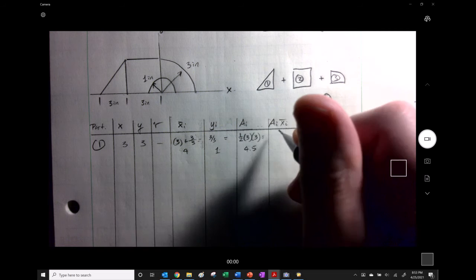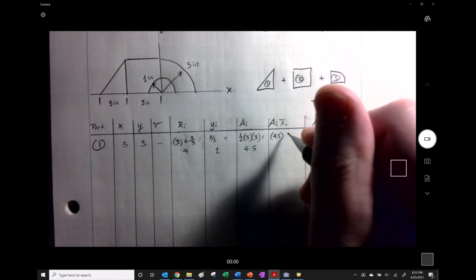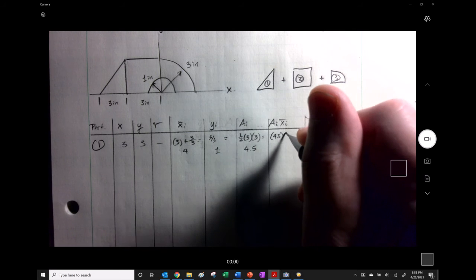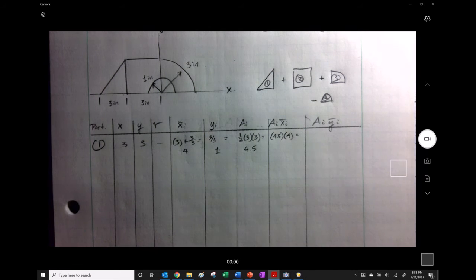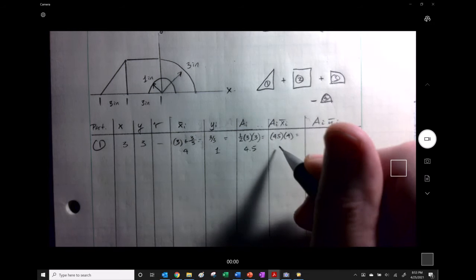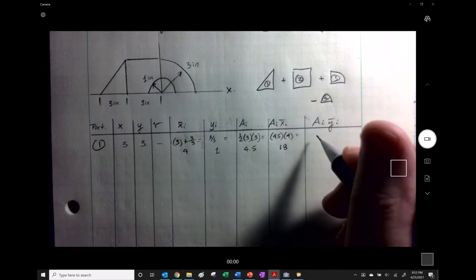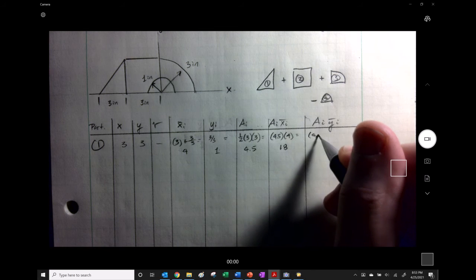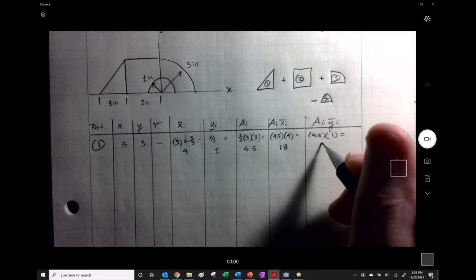And so take my 4.5 and multiply it by 4. I can't do that in my head. 4.5 times 4 would be 18. Probably could have done it in my head. And then 4.5 times 1, I can do that in my head. That is 4.5.